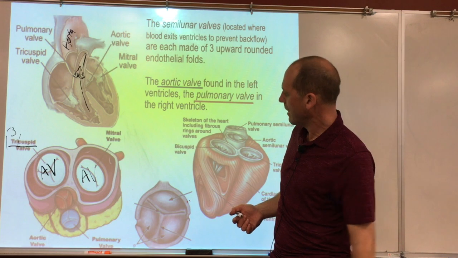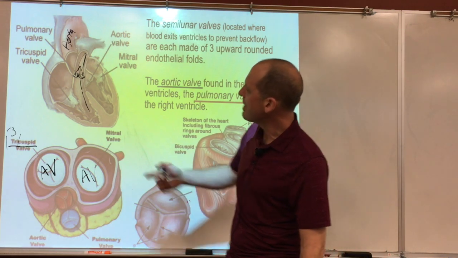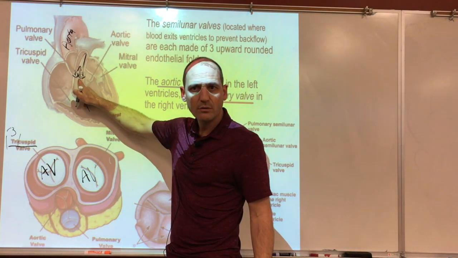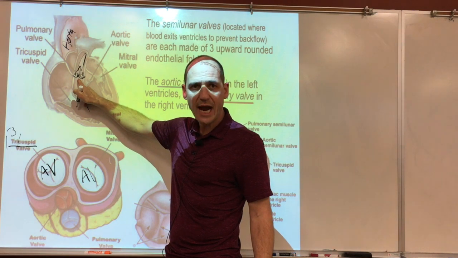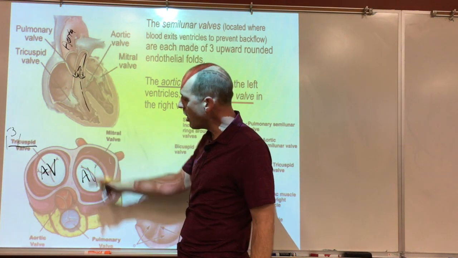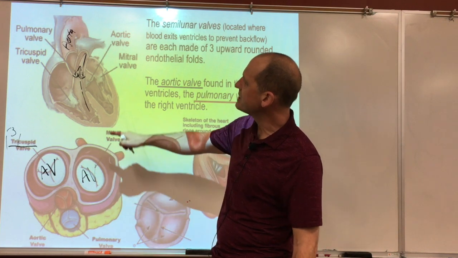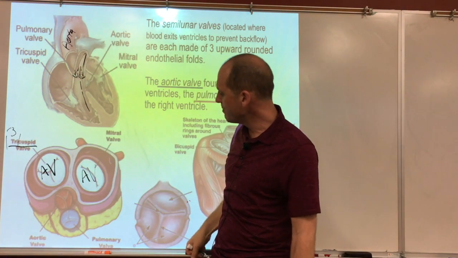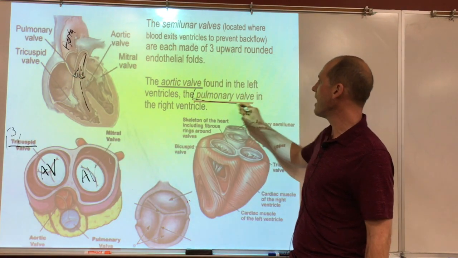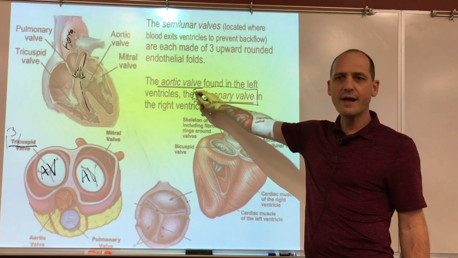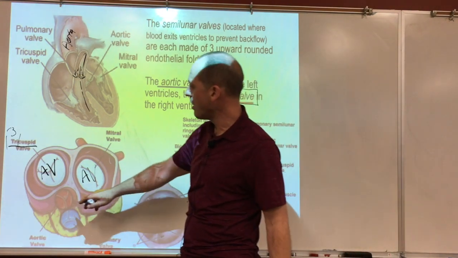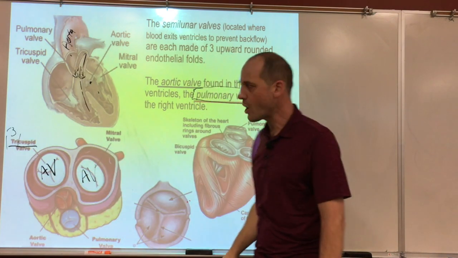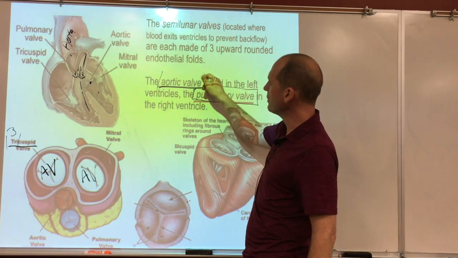But for us, the most important thing is that the semilunar valves are at the exit of the ventricles and are pushed open when the heart is contracting. The one that guards the right side, for the blood that goes to the lungs, we call the pulmonary semilunar valve or pulmonary valve, and the one on the other side, on the left ventricle, that guards the aorta, we call the aortic semilunar valve or the aortic valve.